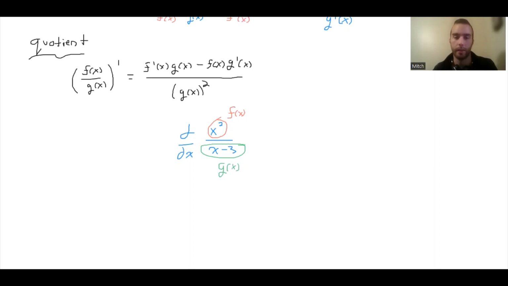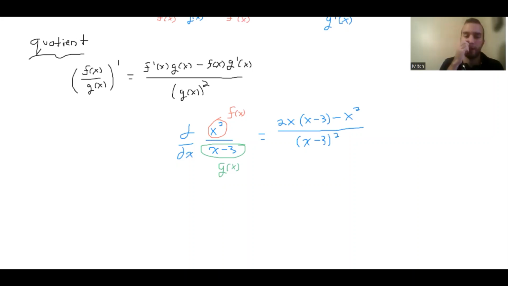So we get the derivative of the top. So that would be 2x. That's our f prime. Multiplied by our g of x. So x minus 3. And then we're subtracting off the top function times the derivative of the bottom function. So what's the derivative here? The derivative of x is going to be 1, and the derivative of that minus 3 is going to be 0, right? We talked about that last episode. So that's just going to be 1. And all of this is going to be over that bottom squared, over x minus 3 squared.